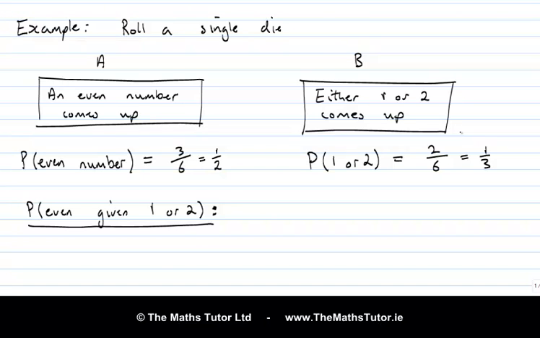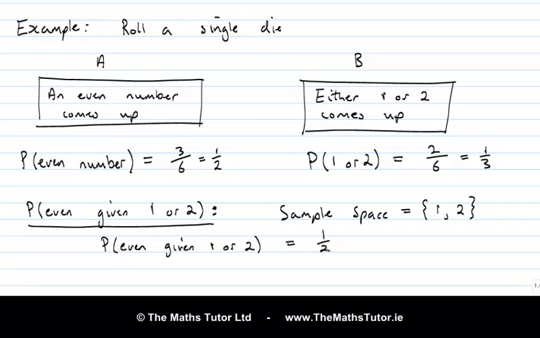So what is this probability? Well, the sample space is just 1 and 2. So given that 1 or 2 comes up, those are the possible outcomes. So the sample space is the set consisting of 1 and 2. And these are equally likely. And how many of them are even? Well, one of them is. So there's one successful outcome out of 2 possible outcomes. So the probability of an even number, given that 1 or 2 comes up, is a half. And we compare with the probability of an even number, and we see that they're the same. So that's good. It passes the first test.